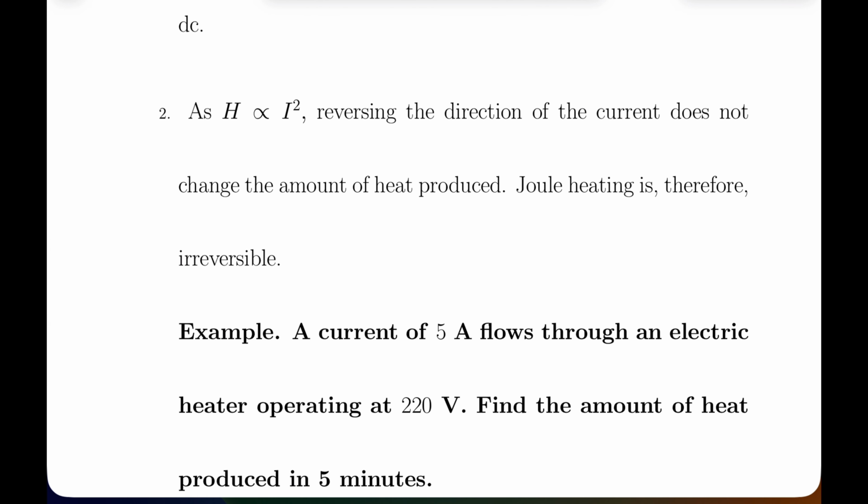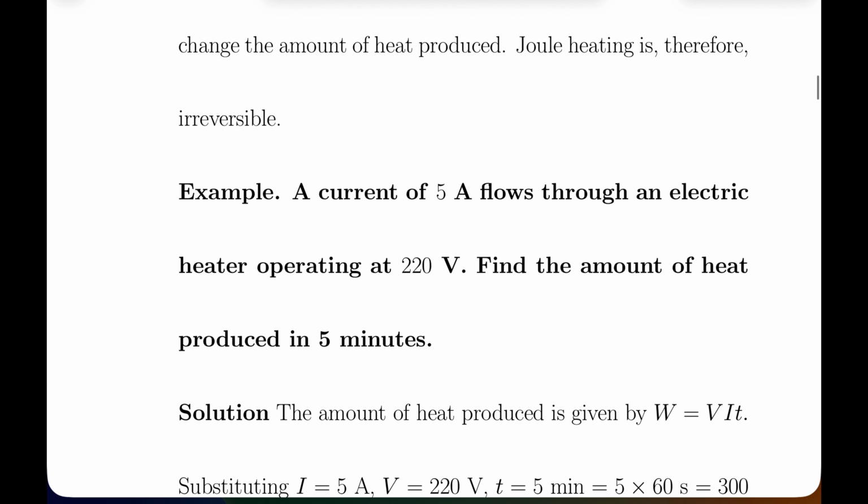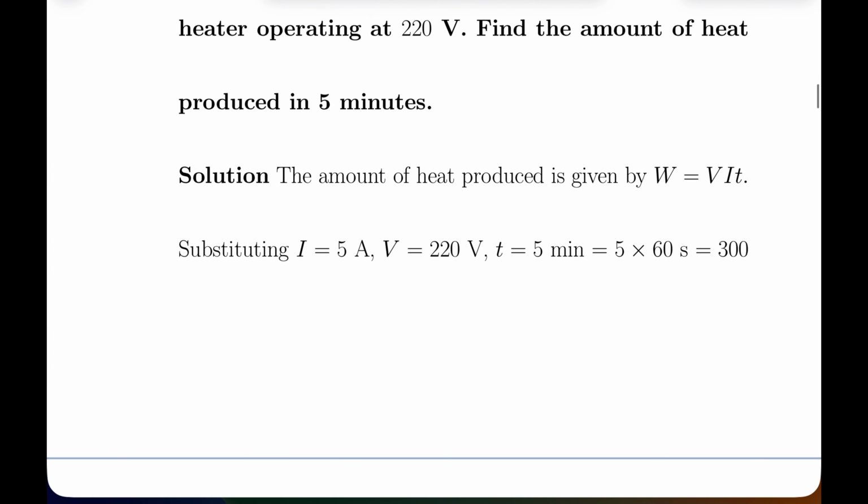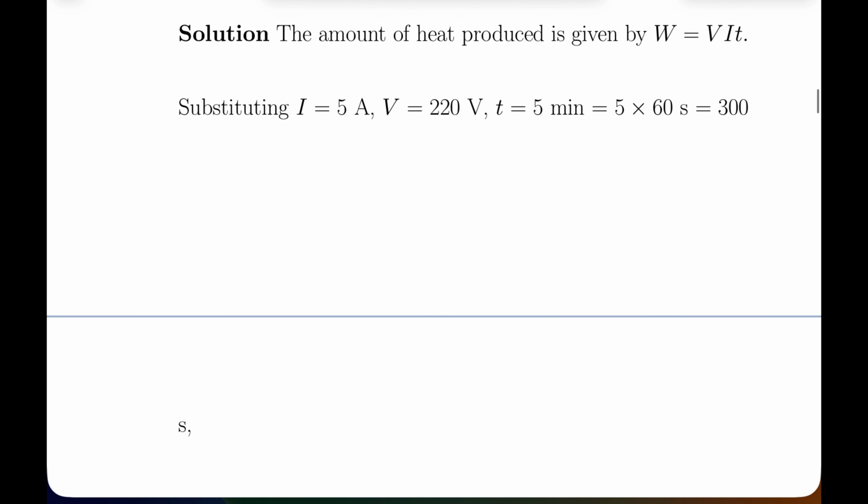So let us see an example. A current of 5 ampere flows through an electric heater operating at 220 volt. Find the amount of heat produced in 5 minutes. So the amount of heat produced is given by W equal to VIt. Put the value of I equal to 5 ampere, V equal to 220 volt, t is 5 minutes, and this is equal to 300 second.